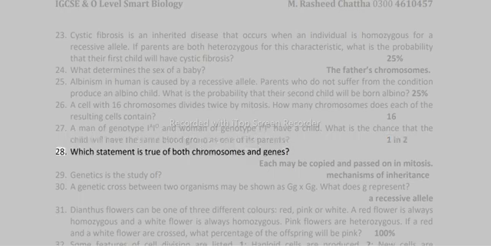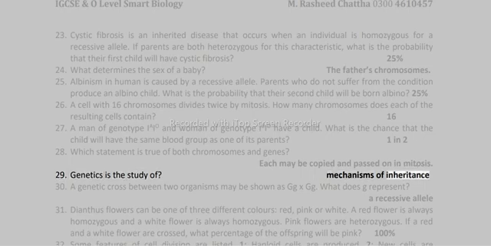1 in 2. 28. Which statement is true of both chromosomes and genes? Each may be copied and passed on in mitosis. 29. Genetics is the study of mechanisms of inheritance.